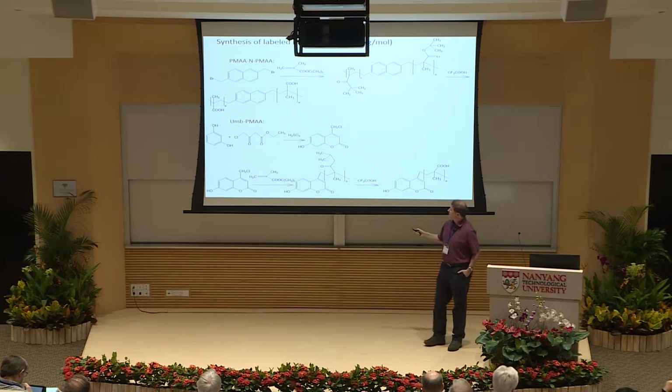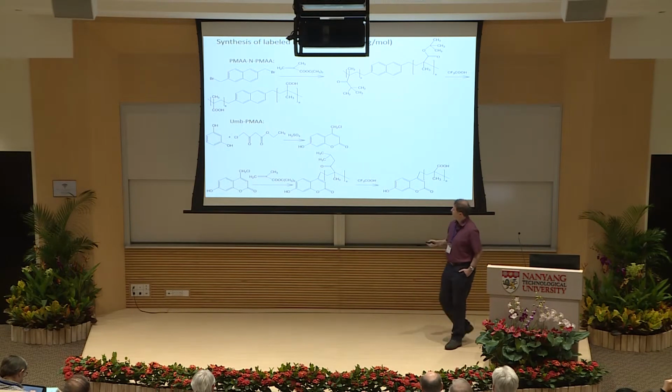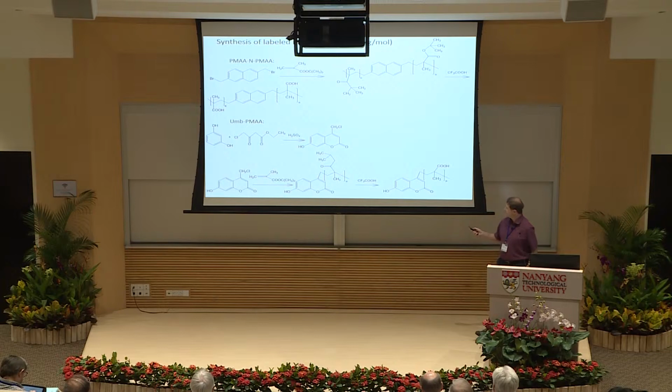In the case of umbelliferone-labeled polymethacrylic acid, we first need to prepare the fluorophore, which is not commercially available. So by this reaction, we prepare the chloromethyl umbelliferone, and in the same way, we prepare the tert-butyl acrylate, and in the final step it is hydrolyzed to give this umbelliferone-labeled polymethacrylic acid.